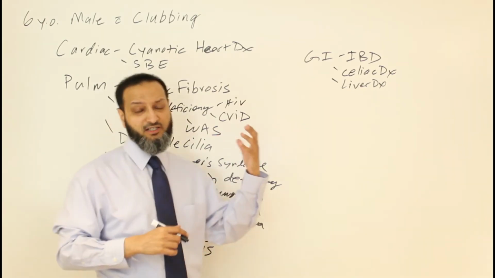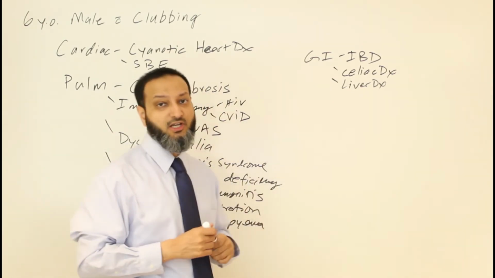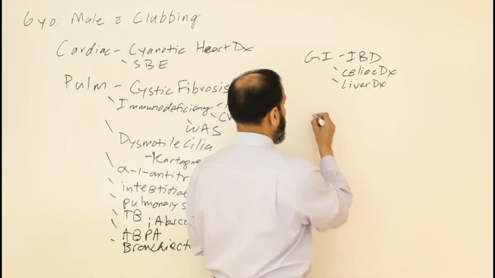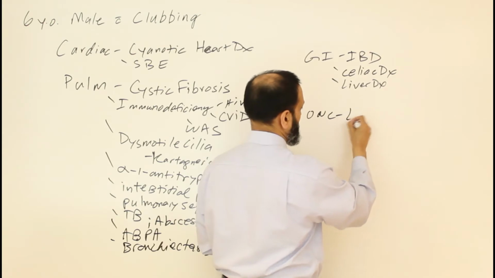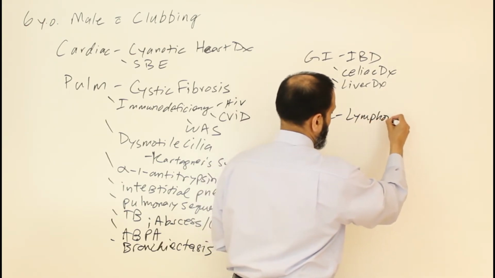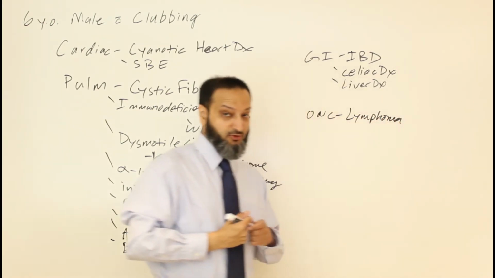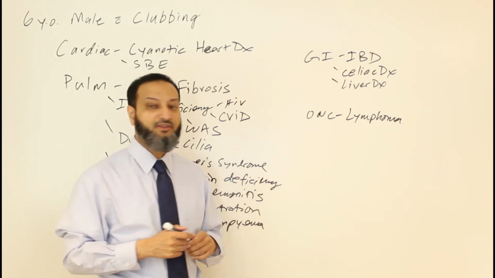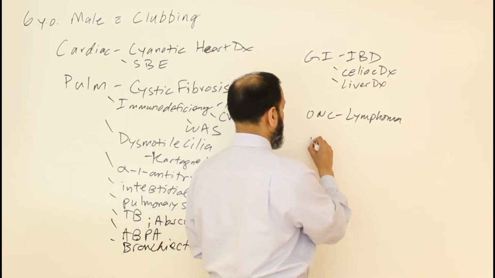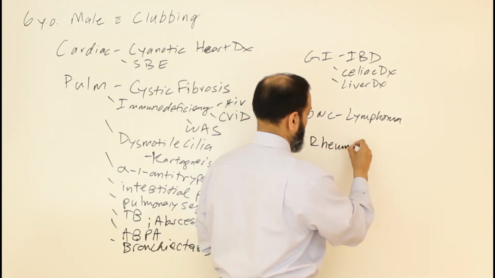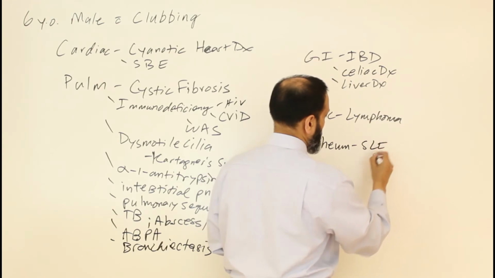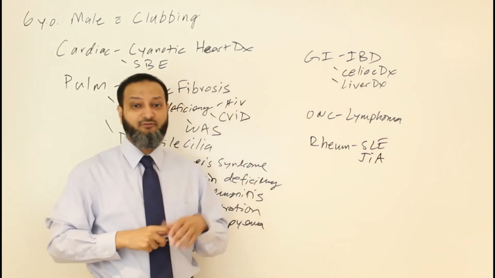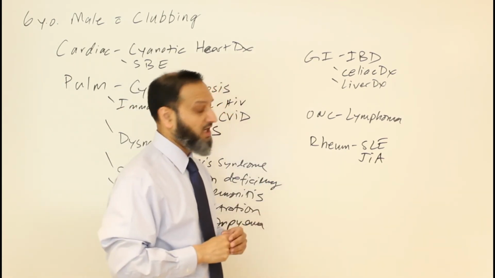So in that same line of thinking from chronic inflammation, a couple other things that you have to think about is you can have different malignancies that can give you clubbing as well. So things like lymphoma and chronic inflammation and things from lymphoma can give you clubbing. So that would be kind of an oncology type of thing you might consider. And then you might think about other things like rheumatologic conditions that can give you clubbing as well, right? So lupus, JIA can also give you clubbing. So anything that gives you chronic inflammation can give you clubbing.